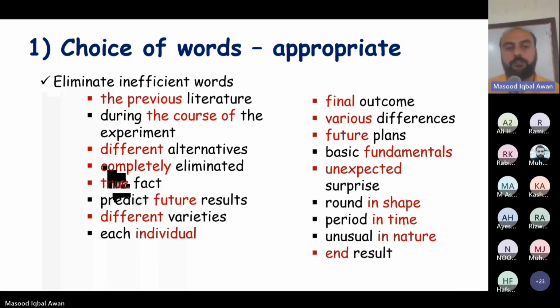Similarly, there are different inefficient words. For example, literature is always previous because that is already published. So we don't need to write "previous" with literature. Similarly, instead of "during the course of the experiment", we can write "during the experiment". "Different alternatives" means alternatives. "Different varieties", we can just write varieties. And there are some other examples.